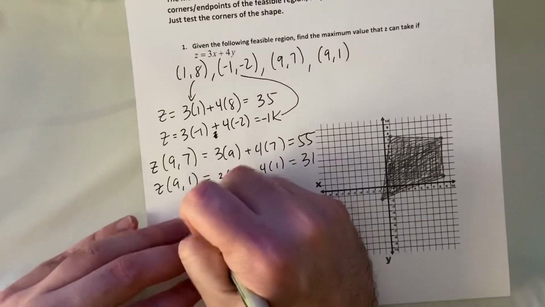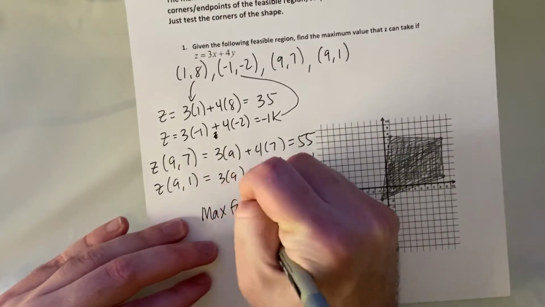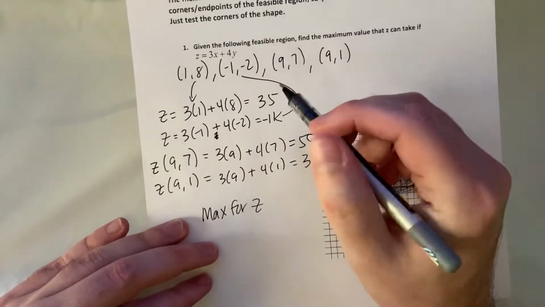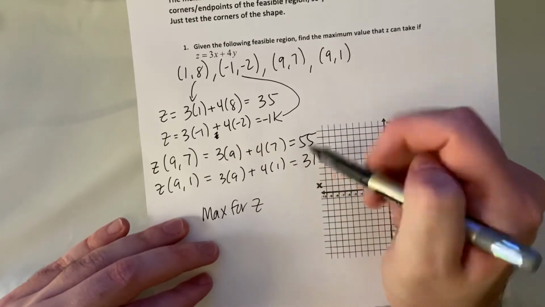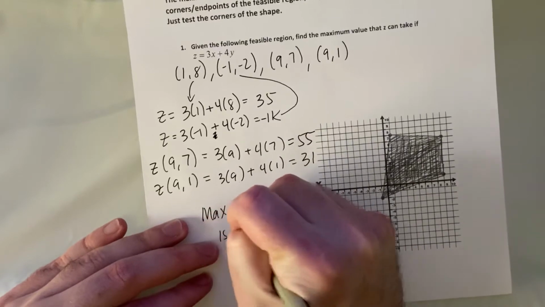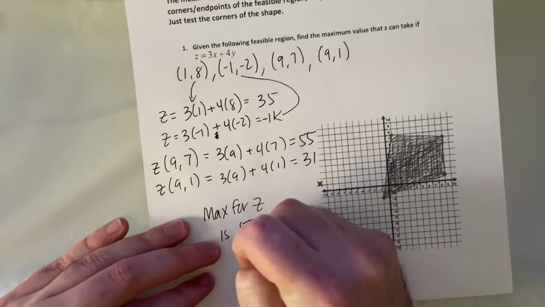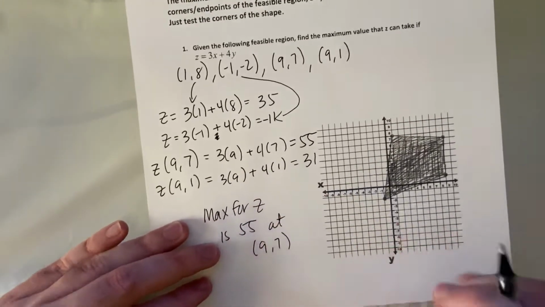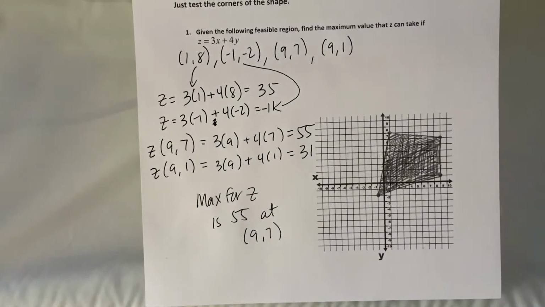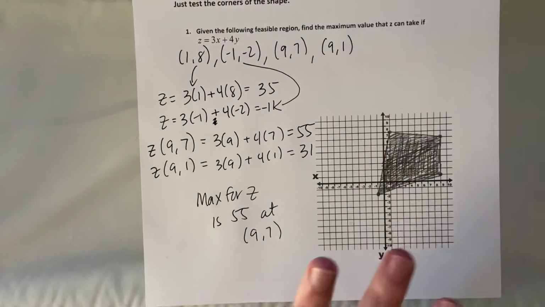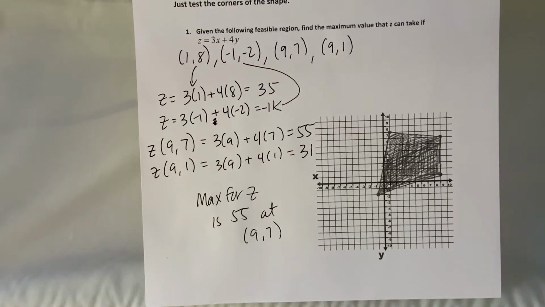So the maximum value for z is the highest output that you saw. So 35, -11, 55, 31: 55 is the highest, and it's at the point (9, 7). So that's the idea here. Now, it was already graphed for you, so sometimes you'll have to graph it yourself in order to find this, but that is the idea behind what's happening here.